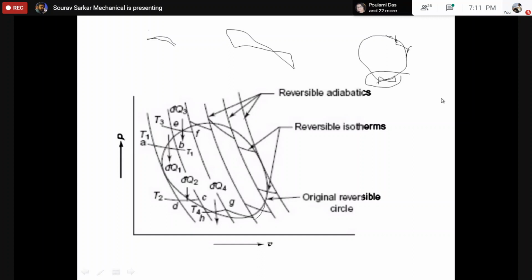Suppose this is one process, this process can be replaced by this. Now this is isothermal and also this part is isothermal. So this whole is creating a cycle where you have two isothermal processes and two adiabatic processes. So you got your Carnot cycle. In the Carnot cycle, what you have? Adiabatic, isothermal, adiabatic, isothermal. So you got your cycle here. So this is the Carnot cycle.